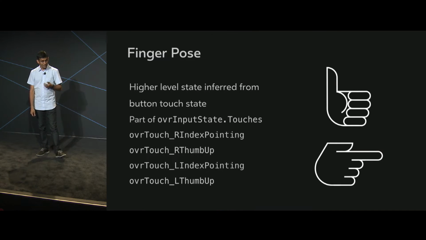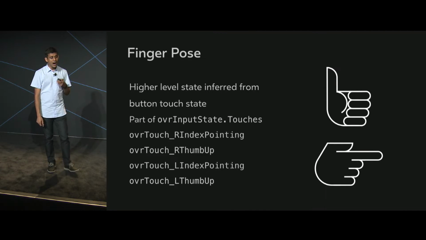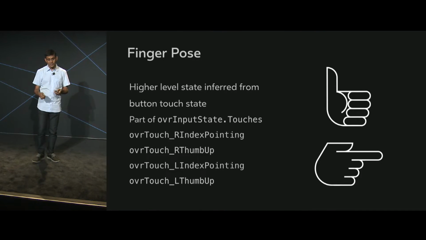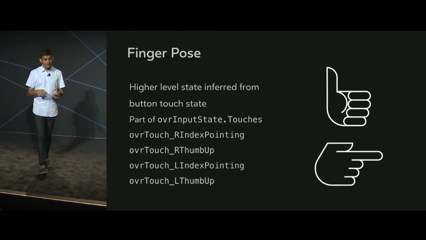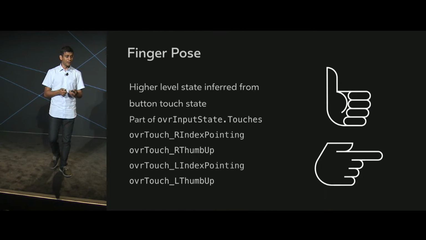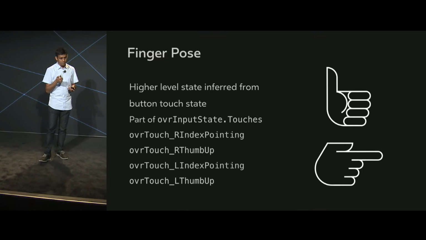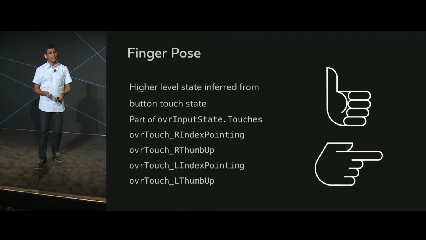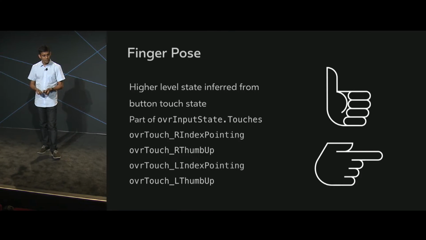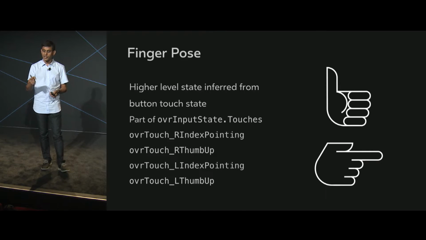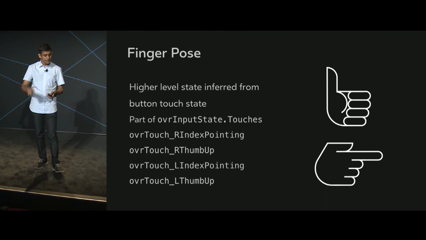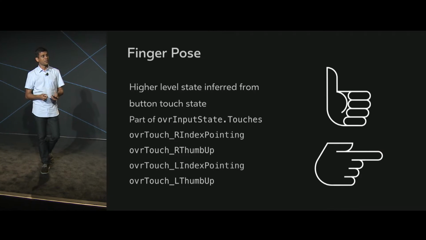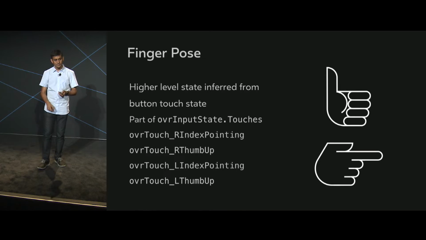We have this concept of finger poses. This is actually a higher level state that is inferred from the button touch state, and so it has some hysteresis and latency in trying to figure out reliably whether the finger is pointing up or the thumb is pointing up, but it's still returned as a bit field inside the touches bit field. So we have ways to figure out if the index finger is pointing out or not, or the thumb is up or not. And this can help a lot with some common gestures and gives you a really important part of hand presence.